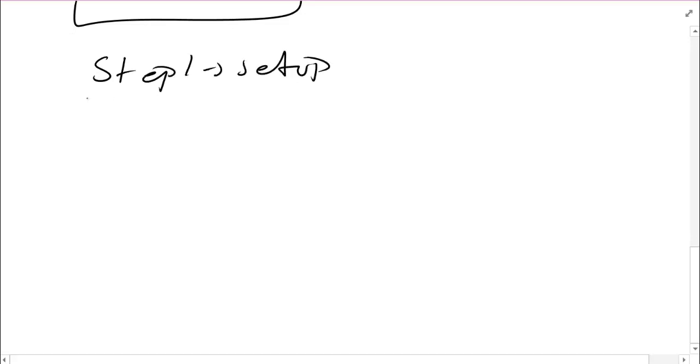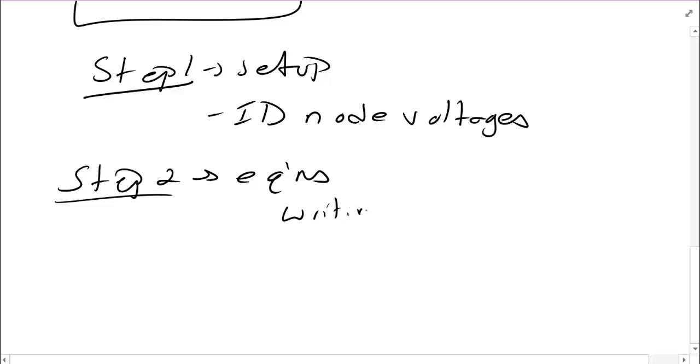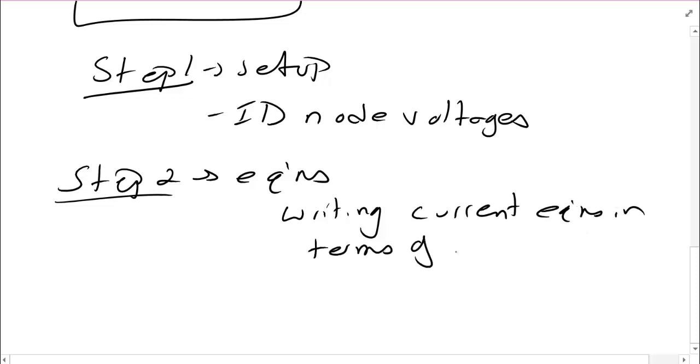Let's review the steps though, because they are important, and if you follow these steps, you'll do quite well. Step 1 is setup. Here you identify the node voltages that you need to know. Step 2 is equations. I'll use the shorthand EQNS for equations. This involves writing current equations in terms of node voltages.